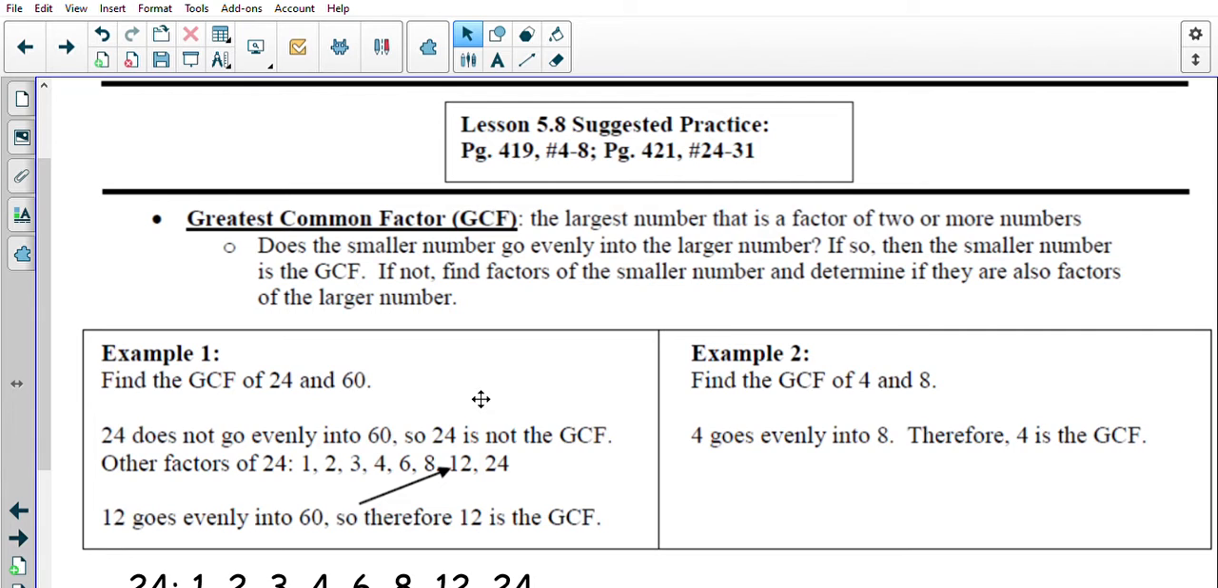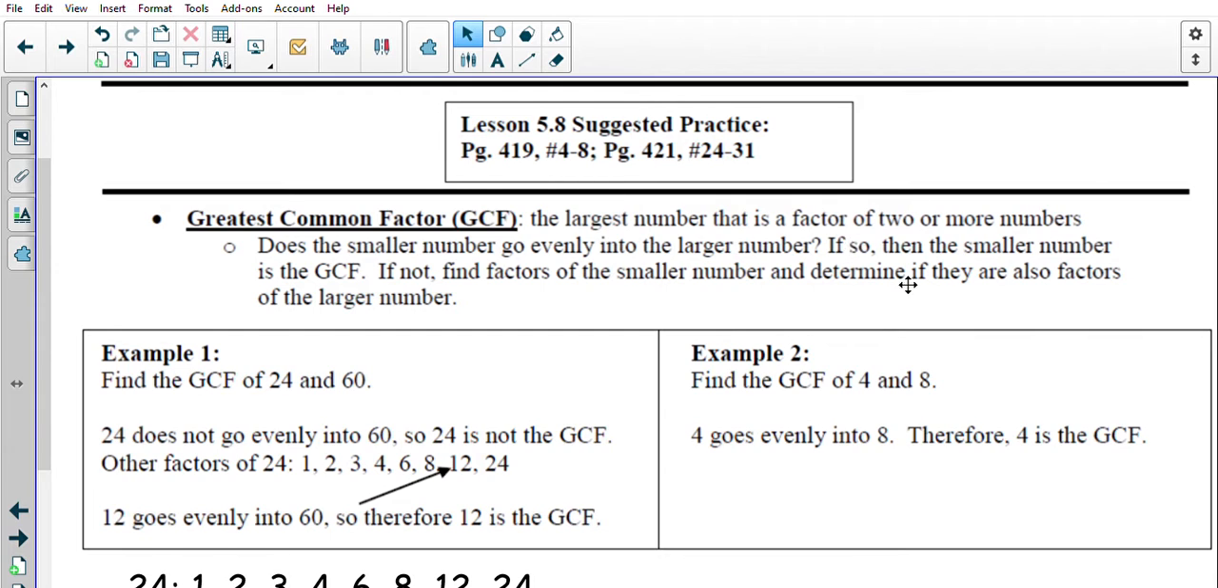So whenever I'm trying to identify the greatest common factor, I think it's helpful to think, does the smaller number go evenly into the larger number? If so, then the smaller number will be the greatest common factor. If that's not the case, I find factors of the smaller number, or even both numbers, and determine if they're also factors of the larger number.